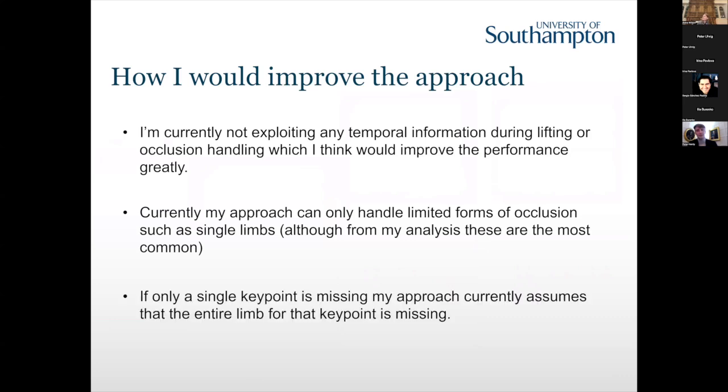And then if only a single key point is missing, my approach currently assumes the entire limb is missing. So if the left wrist is missing, my model will assume the entire left arm is missing. So I'm kind of losing some information that way.